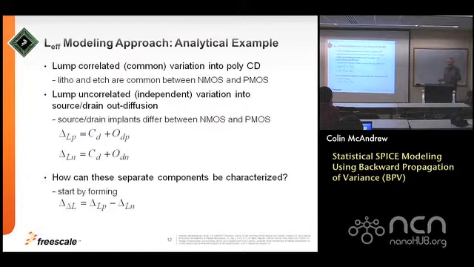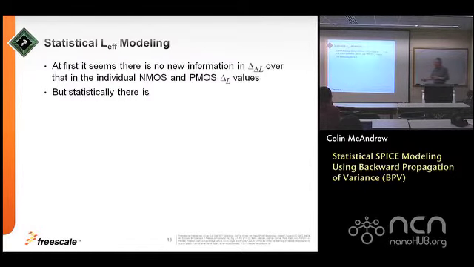This seems counterintuitive, but what you do is you take the difference between them, which is the delta. Now, you'd think that I've got a measurement of L effective P, a measurement of L effective N. If I take the difference between them, I don't really get any new data. It turns out statistically, though, there is.